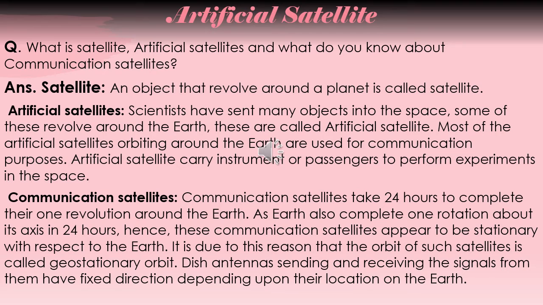Communication satellites. Communication satellites take 24 hours to complete their one revolution around the Earth. As Earth also completes one rotation about its axis in 24 hours, hence these communication satellites appear to be stationary with respect to the Earth. It is due to this reason that the orbit of such satellites is called geostationary orbit. Dish antennas sending and receiving the signals from them have fixed direction depending upon their location on Earth.